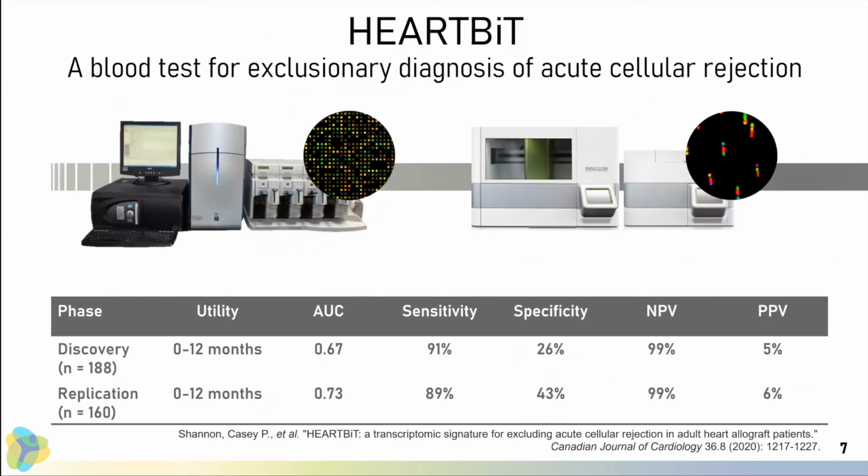In our discovery work, which was largely done on microarrays, the heartbeat panel showed an AUC of 0.67 with 91% sensitivity and a high negative predictive value of 99%. The negative predictive value describes the probability of the patient not rejecting given the test comes back negative.